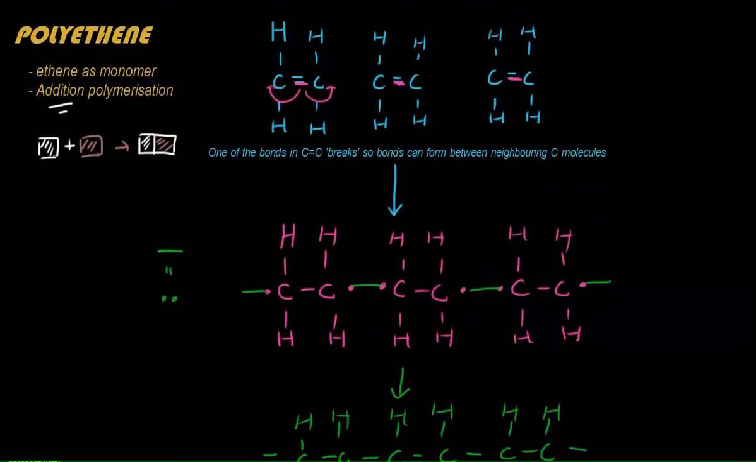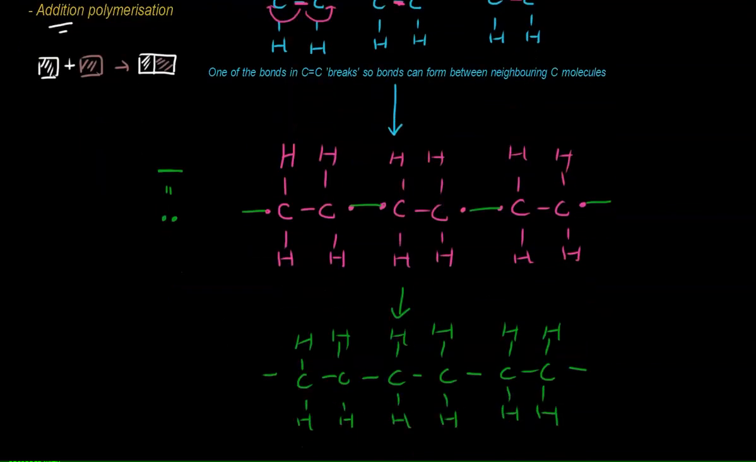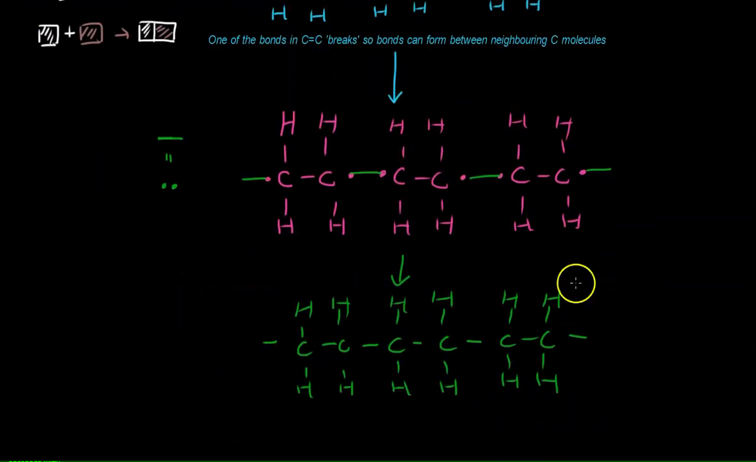From this, you can see individually I can now form a long chain. This is addition polymerization because there's nothing lost. It's just 1 plus 1 plus 1 gives you 3, for example. Then we can see that this is the repeating unit. It's quite simple because you have been given the monomer. So this is the repeating unit.